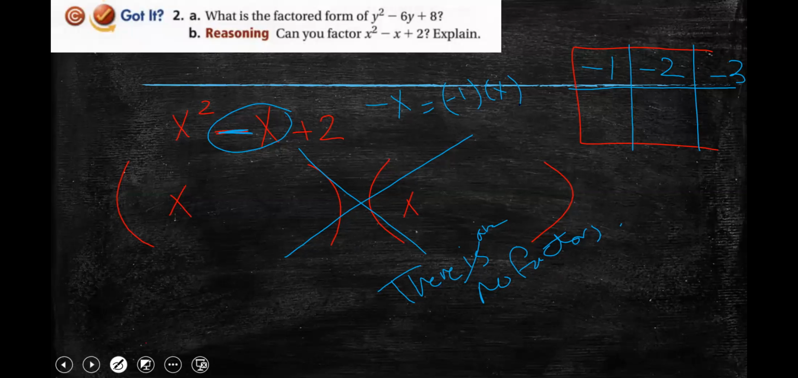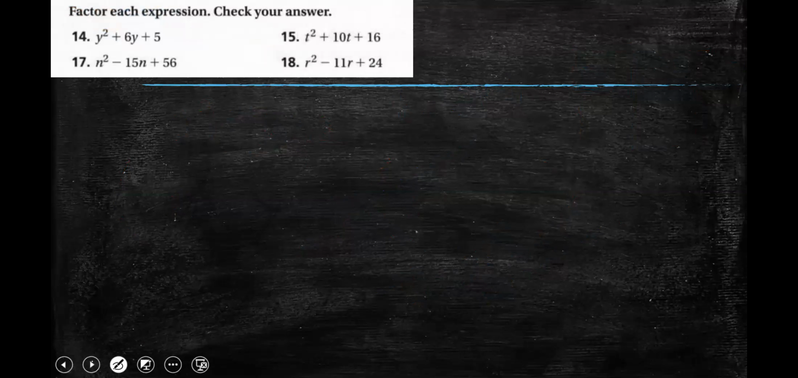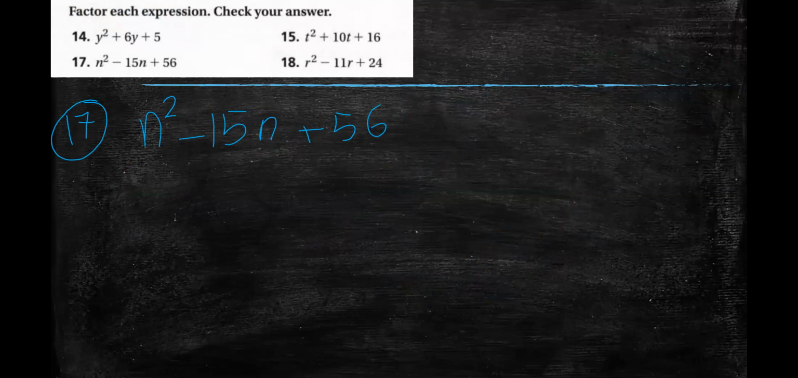Is it clear? Yes, miss. Yes, teacher. Now let's have an example. Number 17: n squared minus 15n plus 56. Here now, as you see, I want to factorize it, so let's write n here and n here.